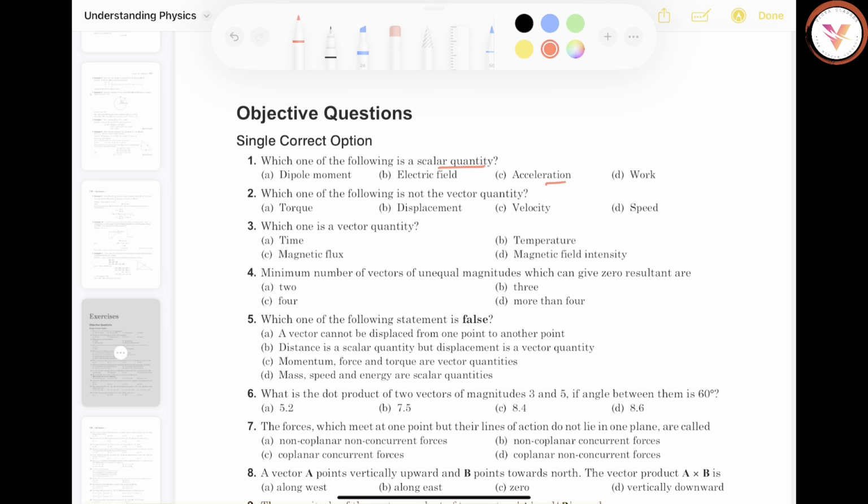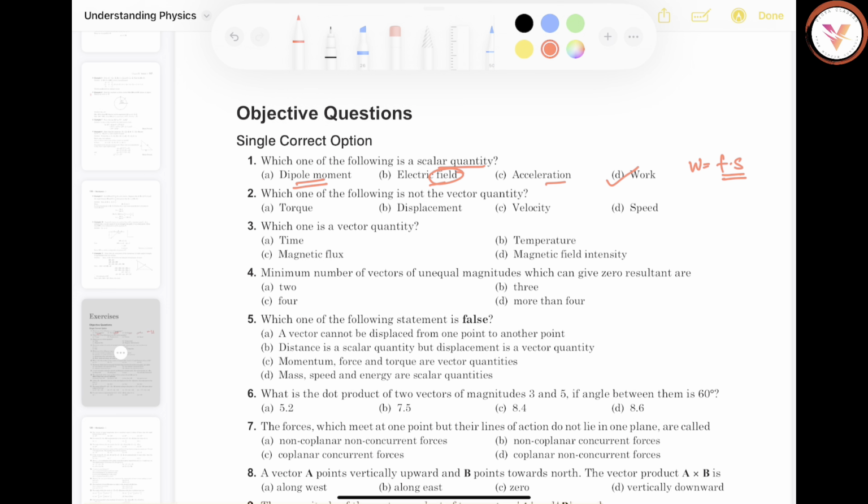Here, acceleration is vector, electric field is vector. Remember all the fields, electric field, magnetic field, gravitational field, they are all vectors because they have a particular direction. And dipole moment is also vector because it has a direction from negative to positive. Work is a dot product of force and displacement. So it's a dot product and it is a scalar quantity. So you can also remember it by the formula.